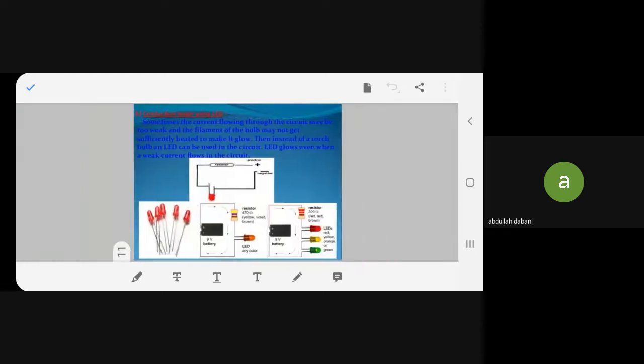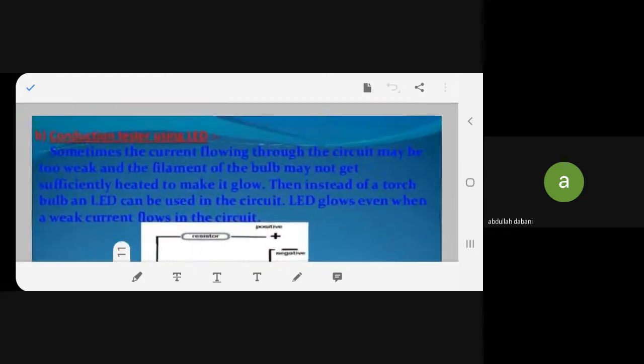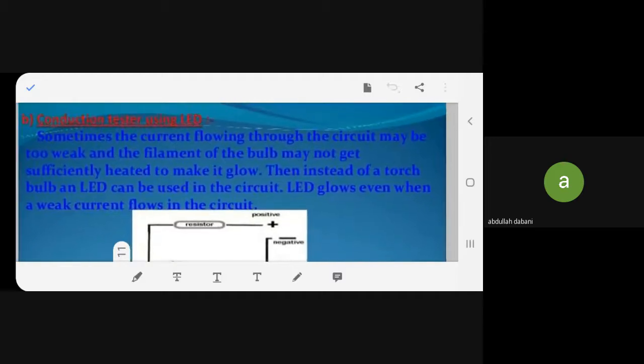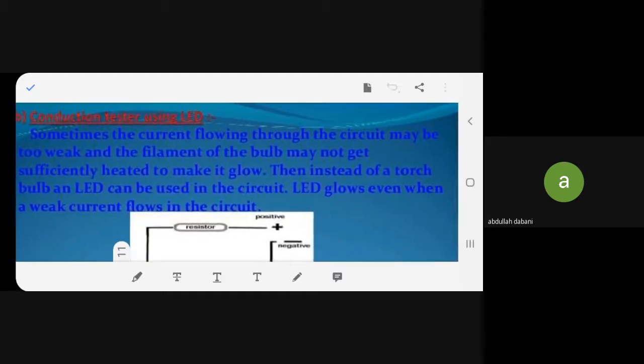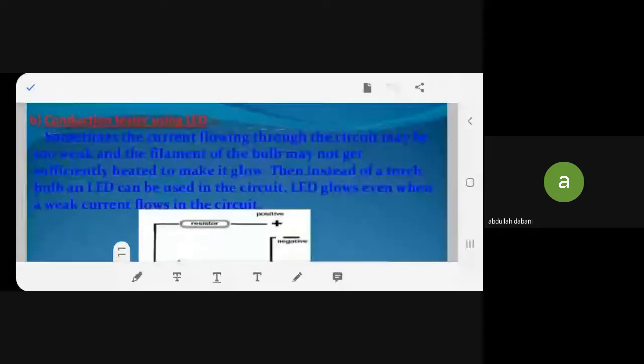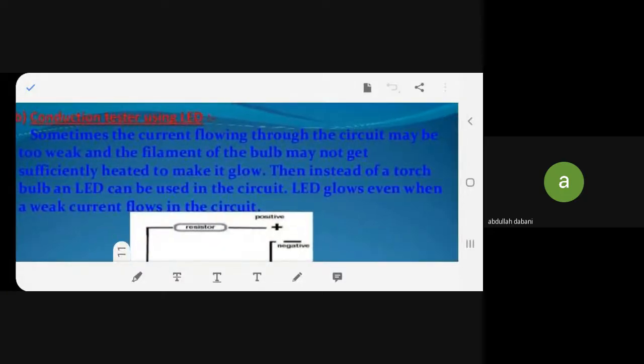Go to page, right? Conduction tester using LED. We had used it with the wires. Now we are going to use it with LED, right? Start, beta. Conduction tester using LED.